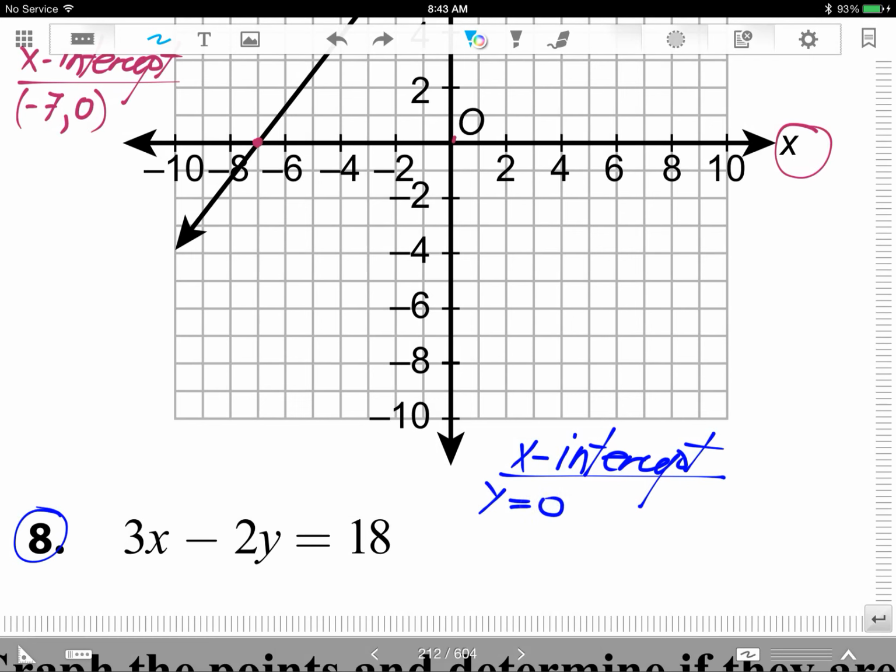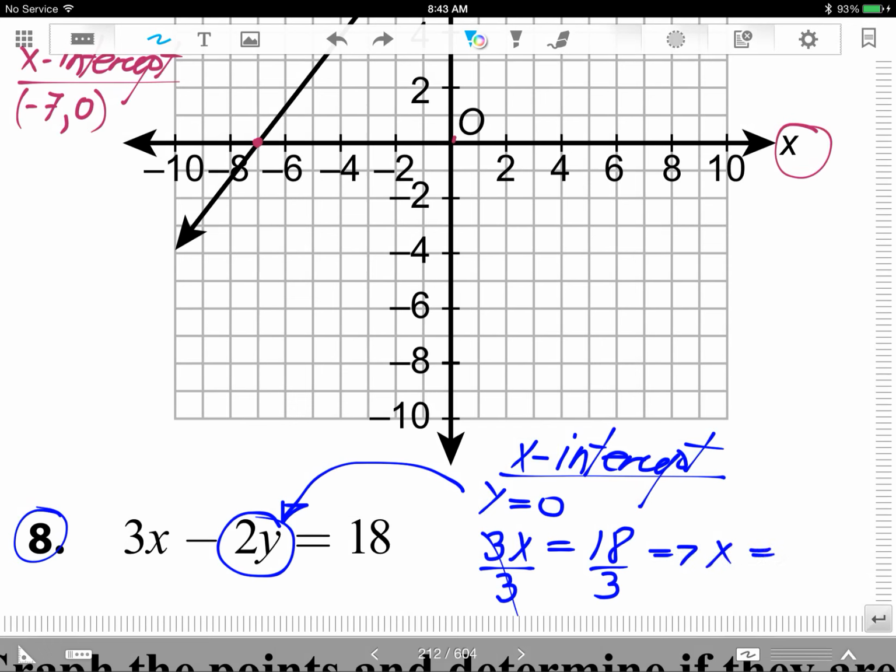To find my x-intercept, if y equals 0, your equation has no more y term, because it will be 2 times 0. Your equation becomes 3x minus 0, because it's 2 times 0. I'm not going to write that anymore. It will be just 3x equals 18. All you need to do is solve for x, and you will divide both sides by 3. 3 divided by 3 is 1. Your x will equal 18 divided by 3, which is 6. And that's your x-intercept: x equals 6, y equals 0.